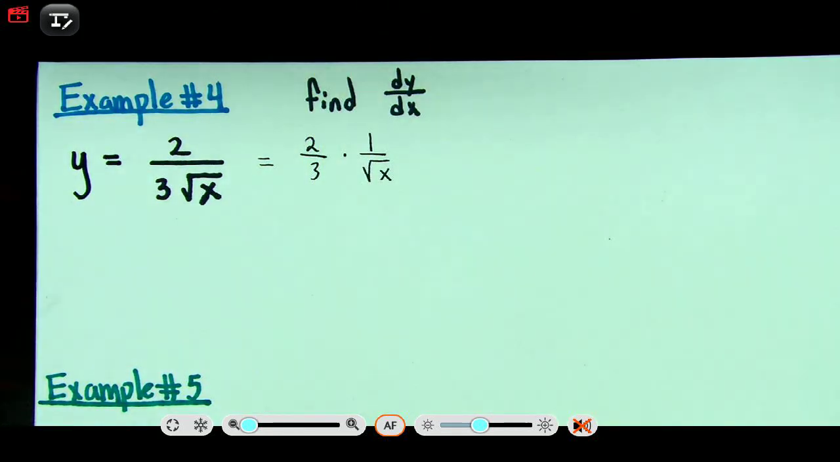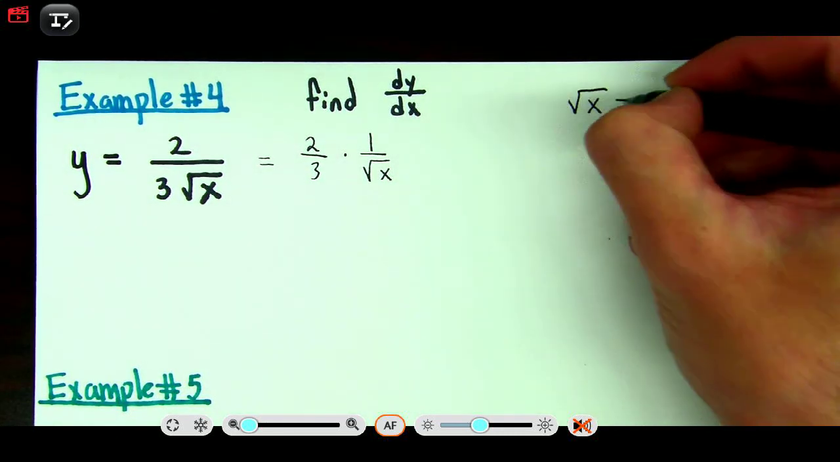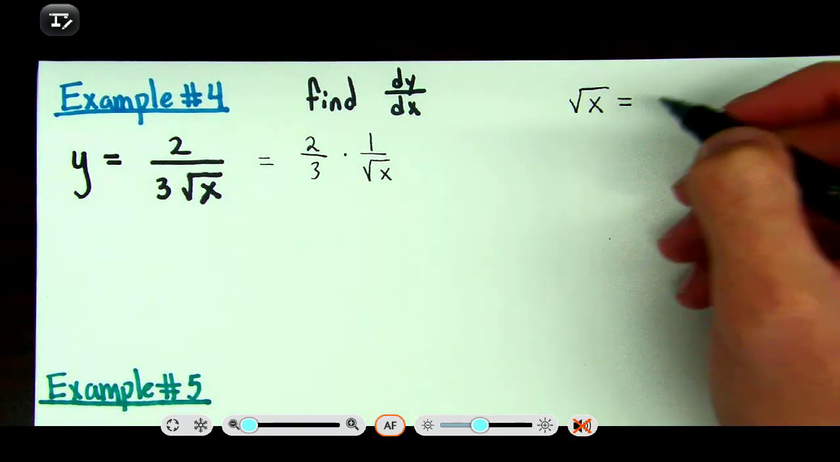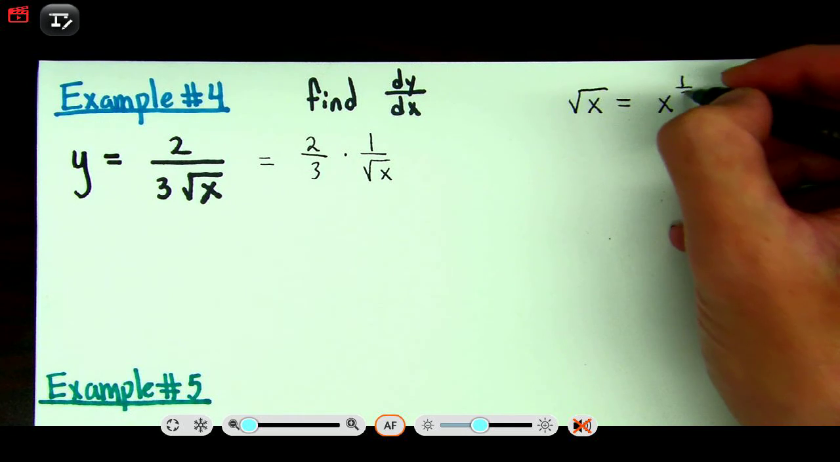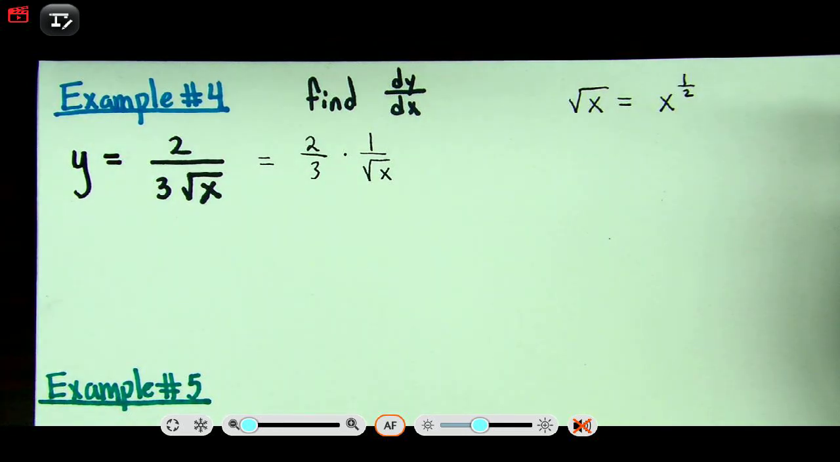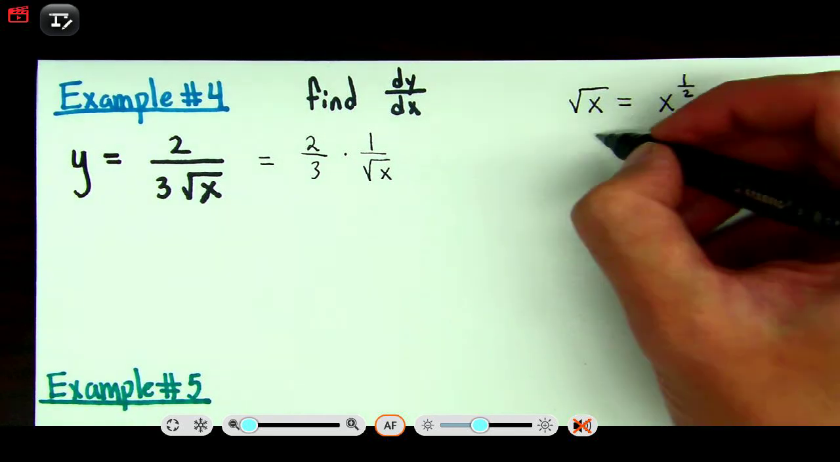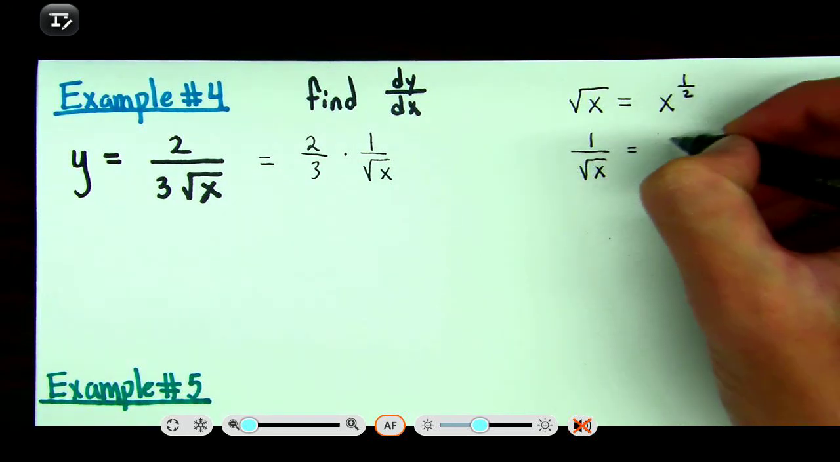Hint, what was the square root of x equal to? We just did it before in the first example. What was the square root of x equal to? Go find it. It was x to the 1/2. So notice that x to the 1/2 is equal to the square root of x. But what would 1 over the square root of x be? Well, it is equal to 1 over x to the 1/2.